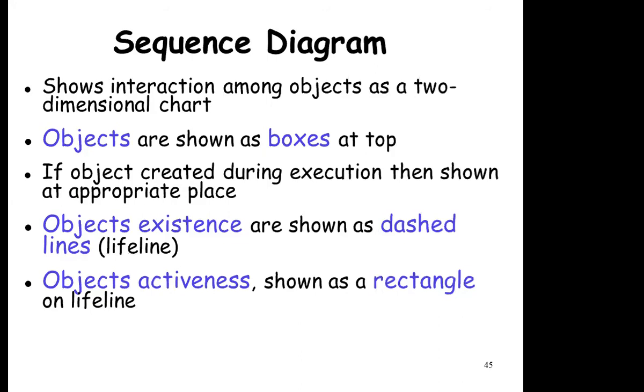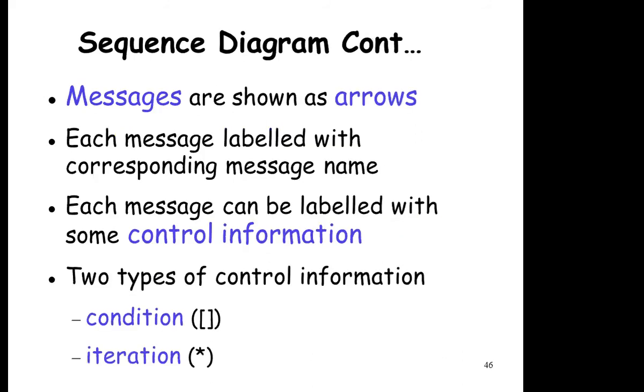If an object is created during execution, it is shown at the appropriate place, meaning the object may be invoked later in a system. The existence of an object is shown as a dashed line in the diagram, and the activeness of an object is shown as a rectangle on a lifeline. Next one. Messages are shown as arrows. These are some of the features you have to remember while drawing the diagram. There are two types of control information: one is conditional and the second is iteration. Iteration means repetition. Condition means on the basis of some condition, an if or if-else condition. Next.